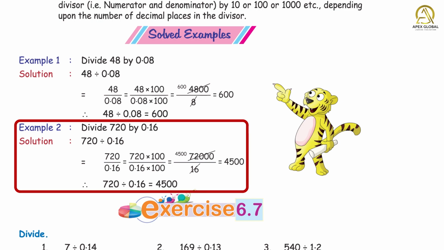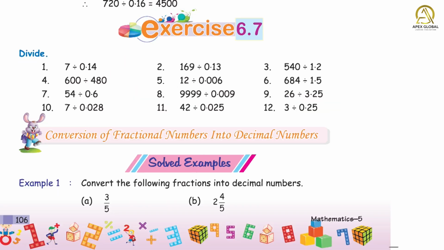Example 2. Divide 720 by 0.16. Solution: 720 divided by 0.16 equals 720 upon 0.16, which equals 720 into 100 upon 0.16 into 100, which equals 72,000 upon 16, which equals 4,500. So 720 divided by 0.16 equals 4,500.